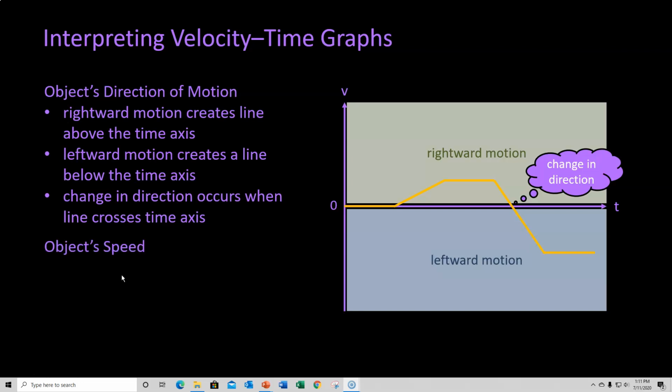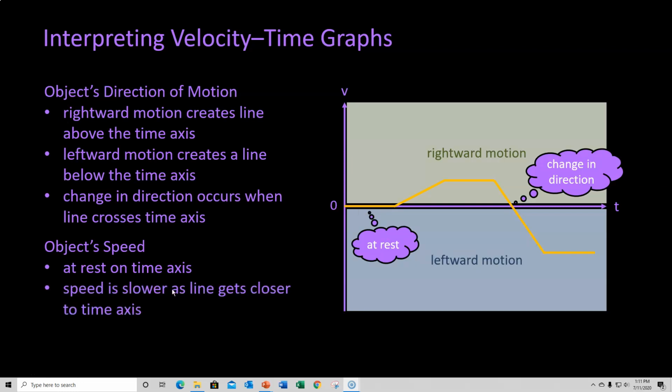We can also tell things about the object's speed from this graph. When an object's at rest, the line will be on the time axis, and we can see right here the object's at rest because the line is on the time axis. The speed is slower as the line gets closer to the time axis, and the speed is faster as the line gets further away from the time axis.